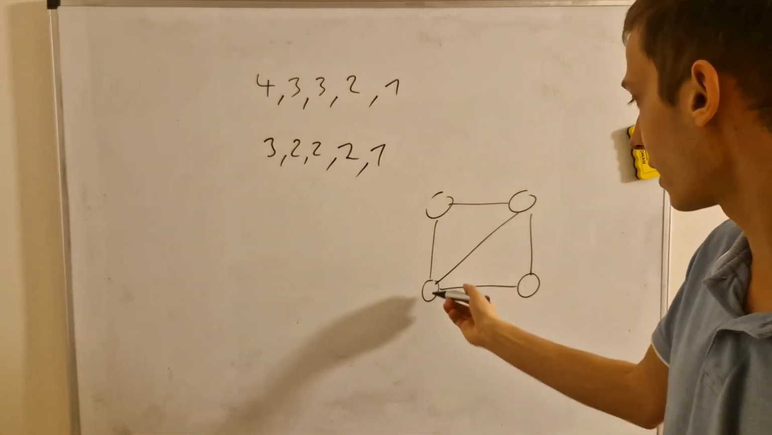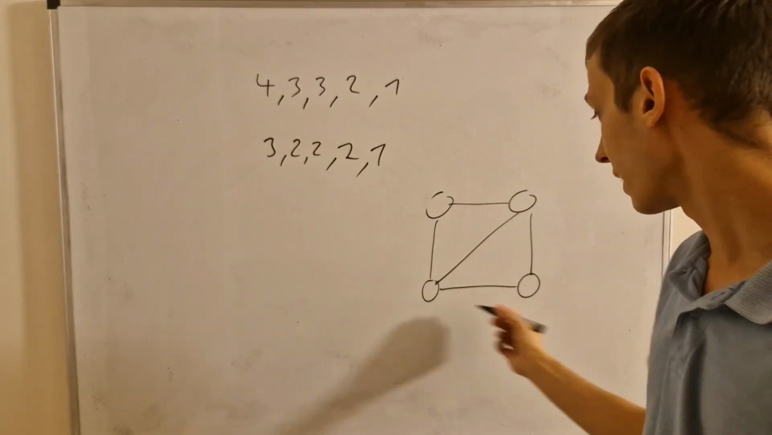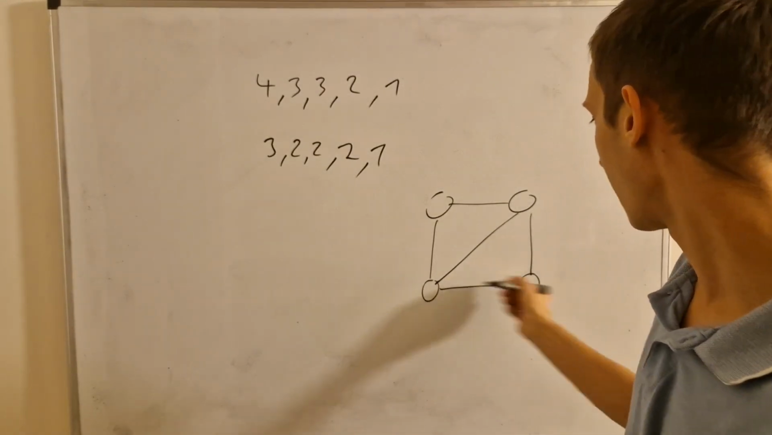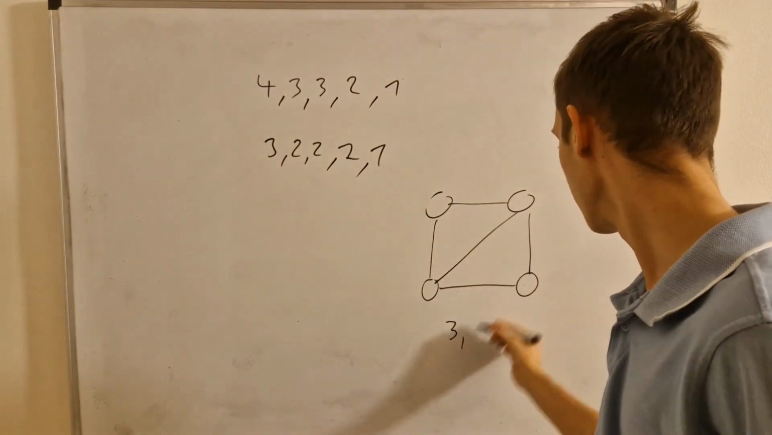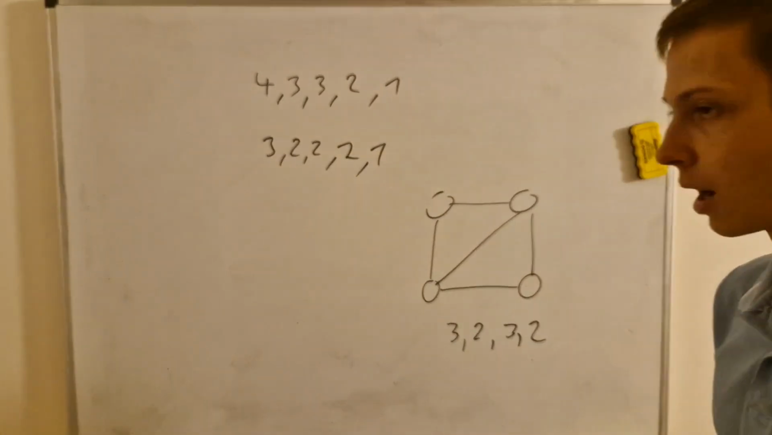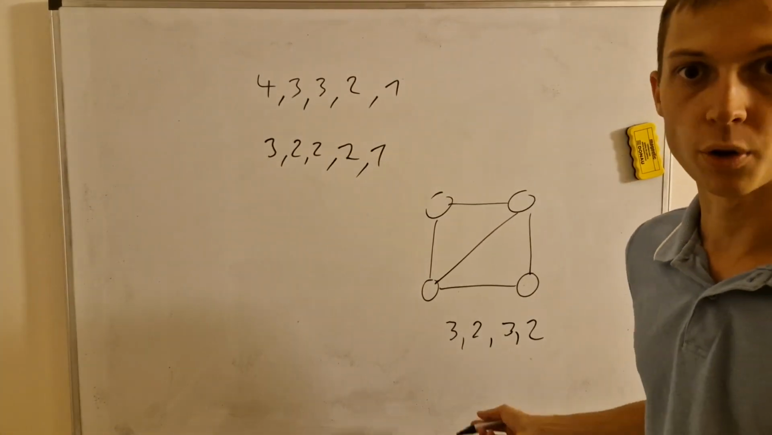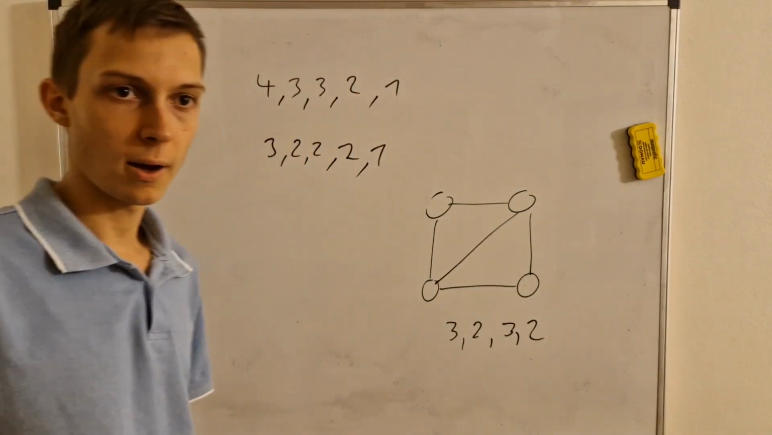So this vertex has order... Okay, I'll write the order in a list for all the vertices. There are 4 vertices, so we'll have 4 numbers in that list. So this one has order 3, this one has order 2, this one has order 3, this one has order 2.